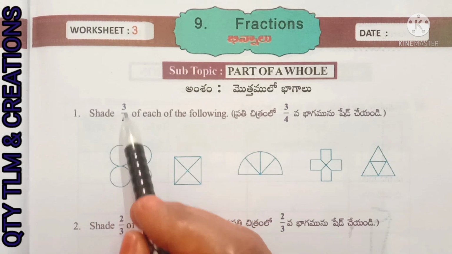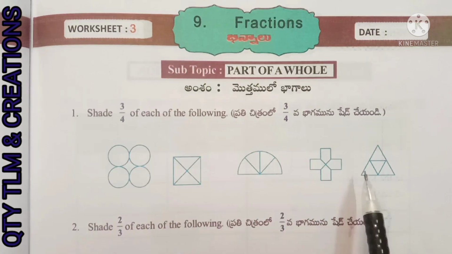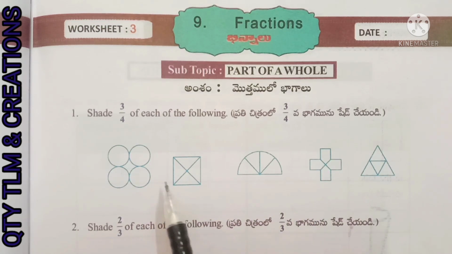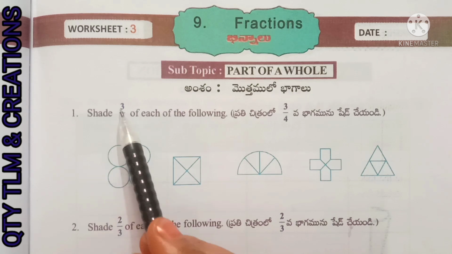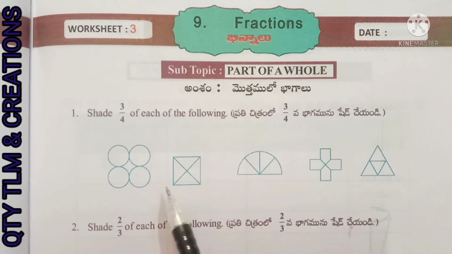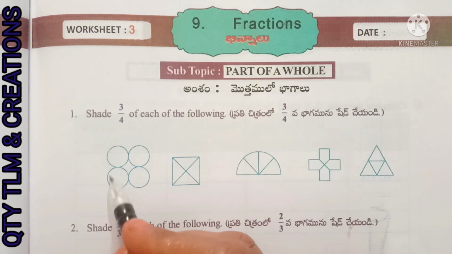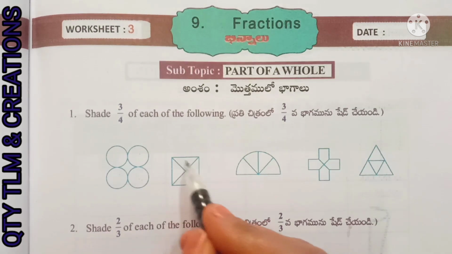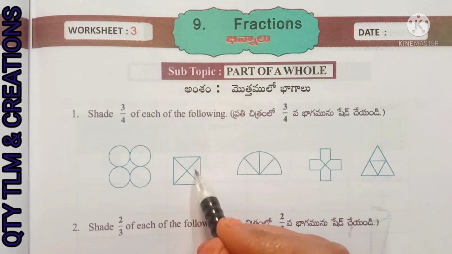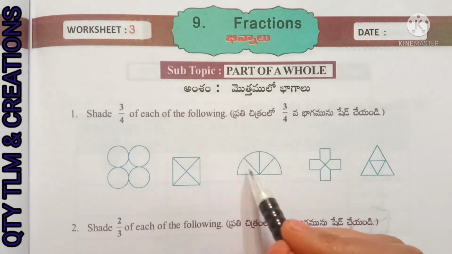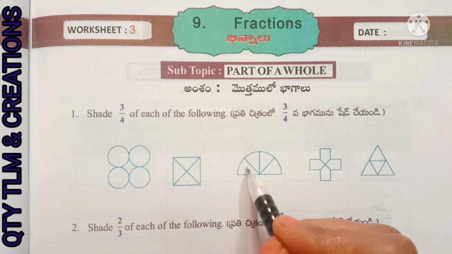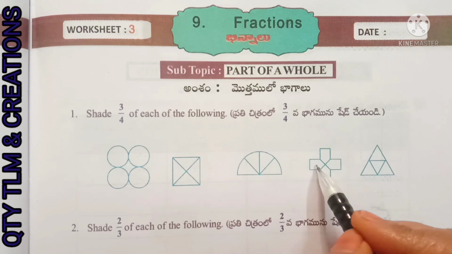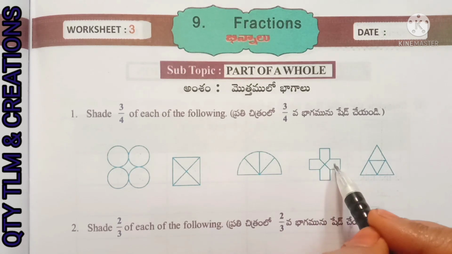First question, shade 3/4 of each of the following. Yes, these pictures are divided into equal 4 parts. Here we have to shade 3/4 of each of the picture. In these 4 circles, we have to shade 1, 2, 3 circles. And in this square, we have to shade 1, 2, 3. In this half circle, we have to shade 1, 2, 3 parts of this picture. And here, this picture also, we have to shade 1, 2, 3 parts.